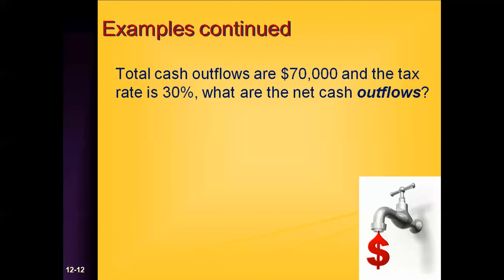So in this particular case, outflows are estimated at $70,000, and there's a tax rate associated with those outflows of 30%. So the question here again is, what are the net cash outflows? So stop the video here. In fact, go back to the original slide to identify what the formula is that would be used here, and then take a shot, and then we will proceed on.